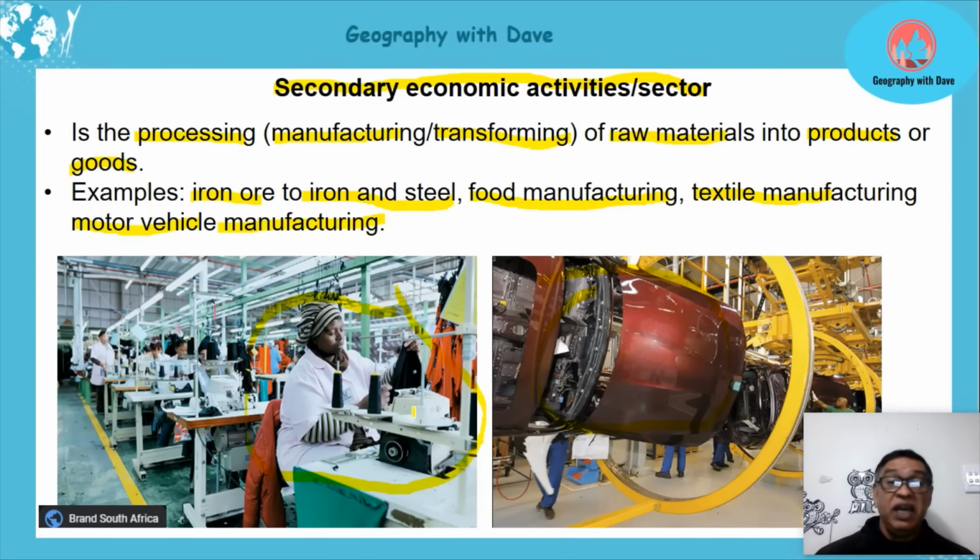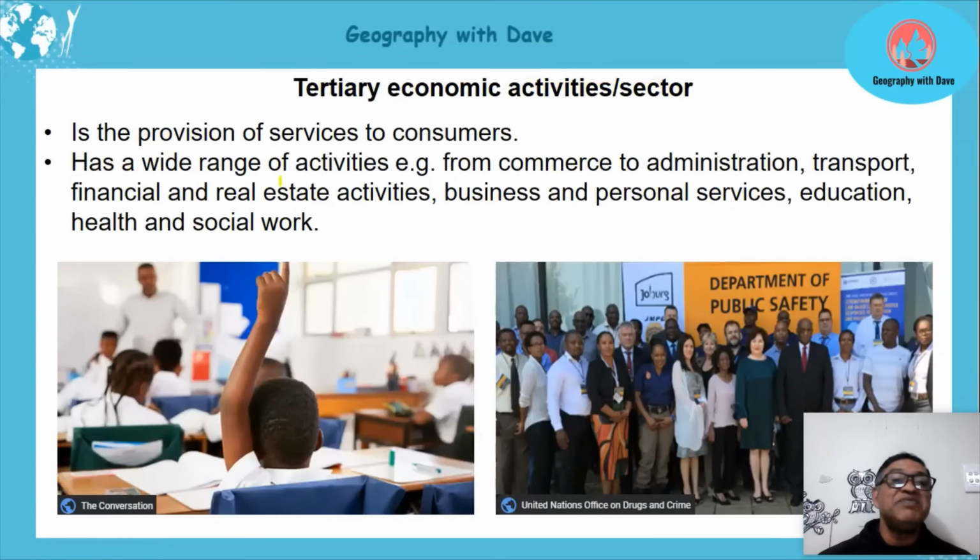I admire her. I'm very scared to go near a sewing machine. I may sew my hands up. But that's the idea of secondary economic activities.